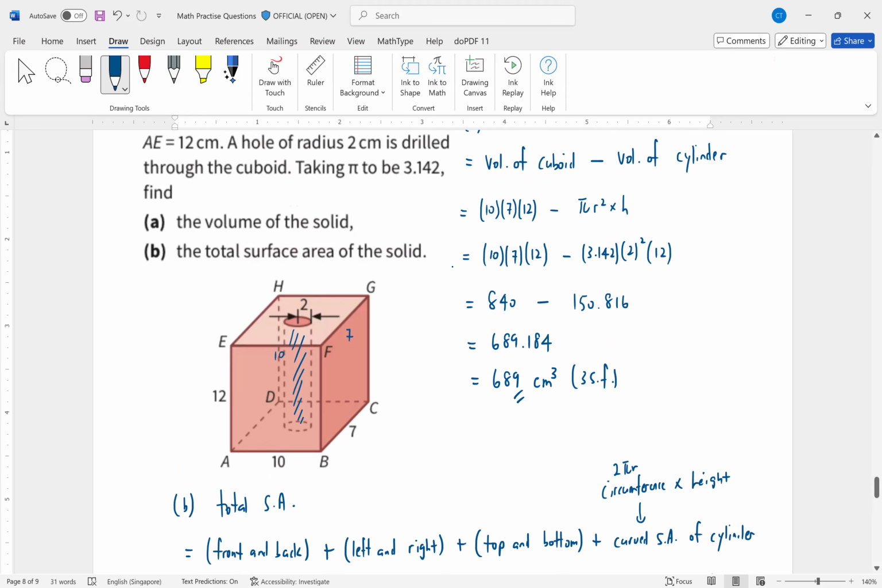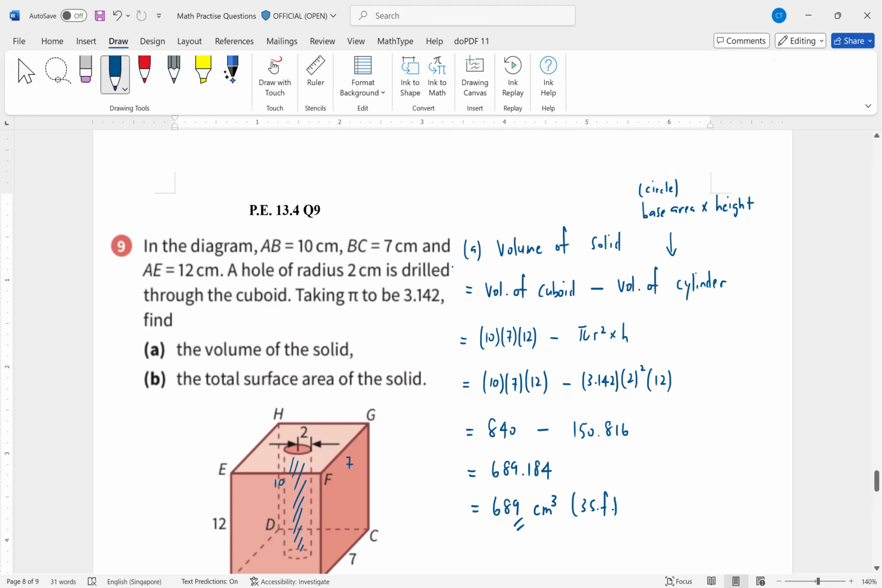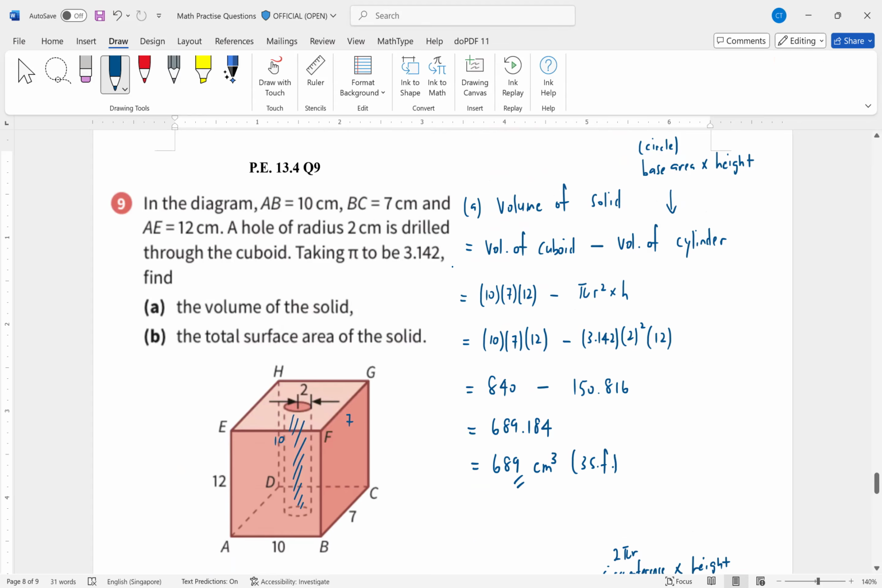Do go and try more questions on this, with regards to the volume of a cylinder and the curved surface area of a cylinder. It's very easy. Volume is base area times height. Curved surface area is circumference times height.